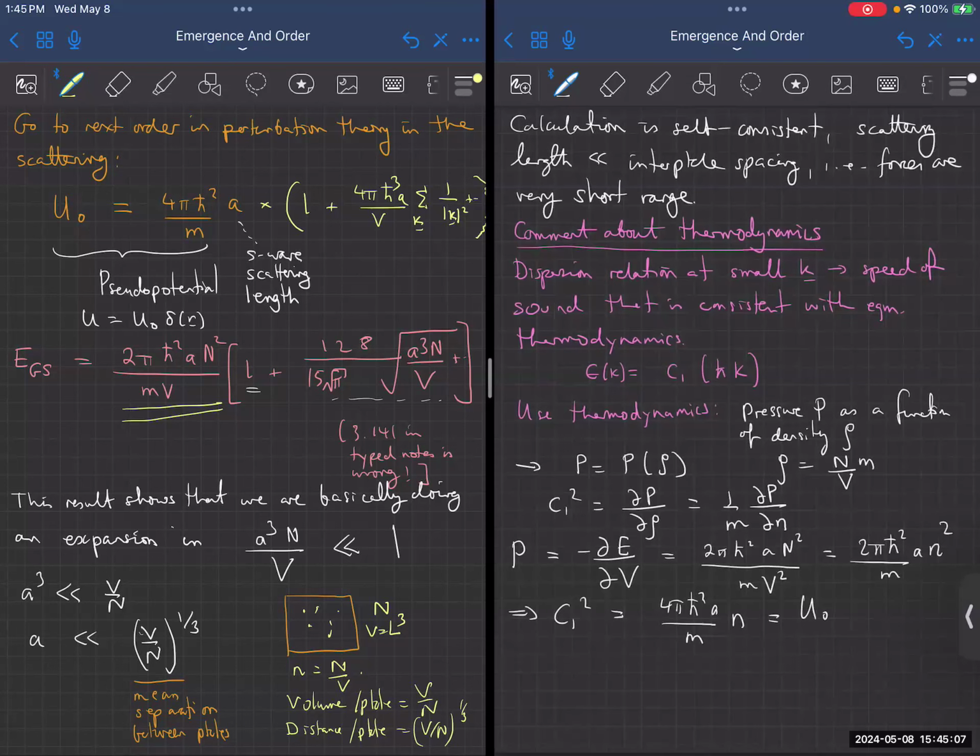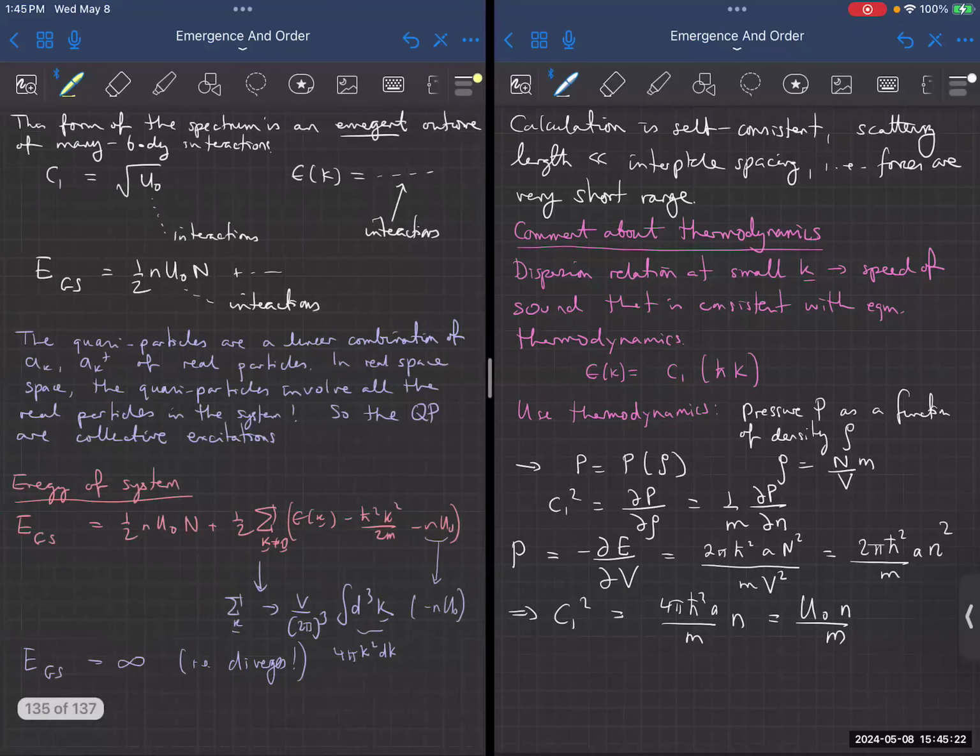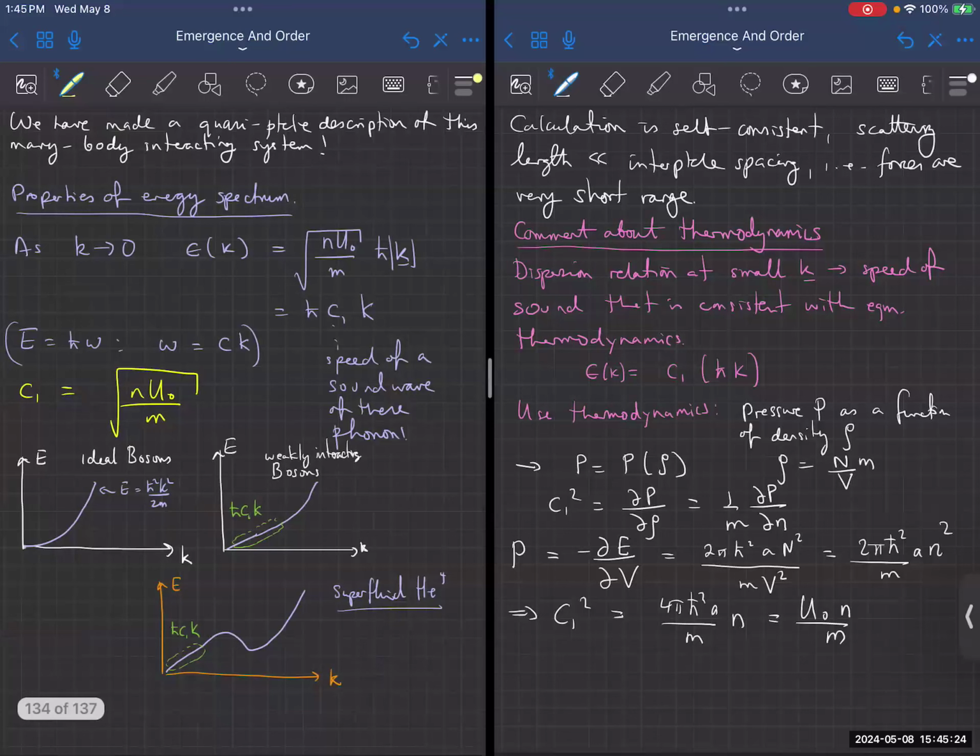Which is just U naught n. Oh, and again, another typo in my notes, and this is exactly what we obtained before for the speed of first sound over here.